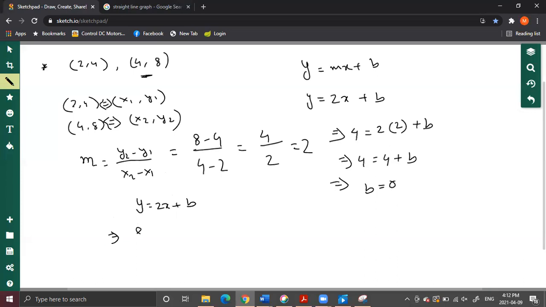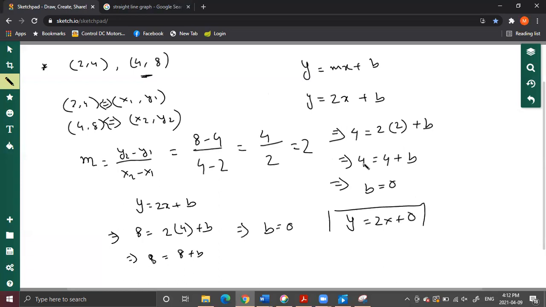So y is equal to 8 and x is equal to 4, and so in both cases the y-intercept b is equal to 0. It doesn't matter which point you choose. So we can finally write down the equation y equals 2x plus 0.